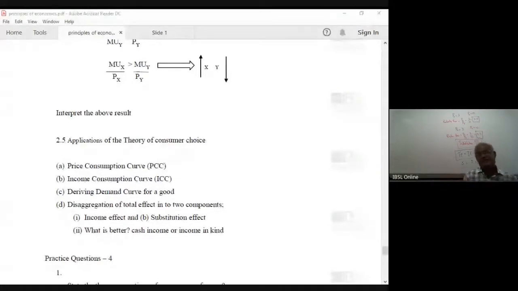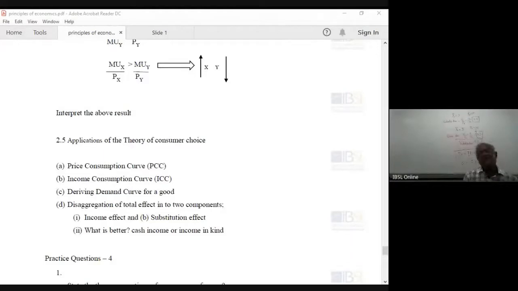Now this disaggregation can be illustrated graphically using our model. That is the Hicksian disaggregation, or the Slutsky disaggregation. I can draw the diagram, but at the moment we will not. I have included it as a question there: income effect and substitution effect. The question can be asked: explain income effect, explain substitution effect.